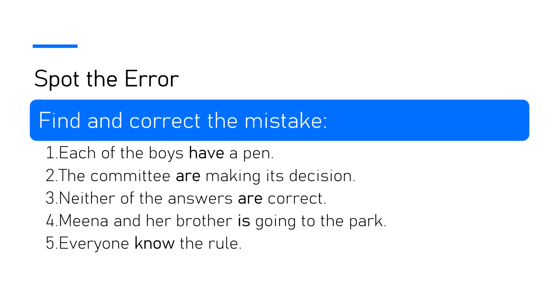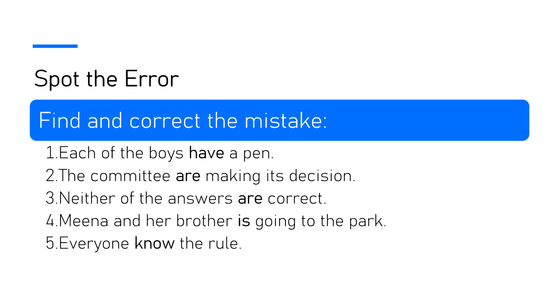Let's quickly test what we just learned. Here are five sentences. Try to spot a mistake in each one before I show you the answers. First, each of the boys have a pen. Remember, each is always singular. So it should be, each of the boys has a pen.